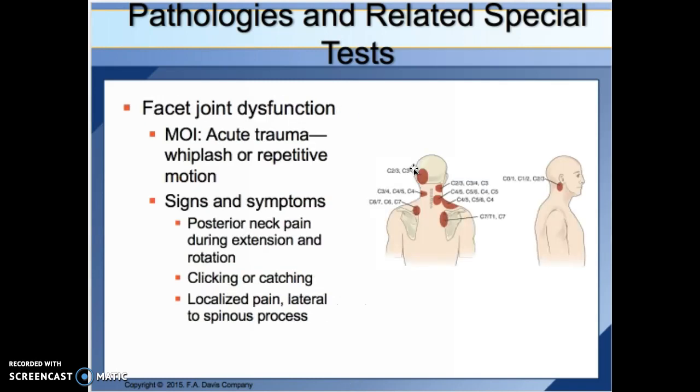All right, facet joint dysfunction we have discussed. Keep in mind that either repetitive motion or something like a whiplash motion could affect our facet joints and cause that facet joint dysfunction. The concepts that we learned in the mechanical low back pain workshop would be applicable if our patients develop facet dysfunction in the cervical spine. So the signs and symptoms would be posterior neck pain during extension and rotation, clicking or catching, and localized pain that's lateral to the spinous process.